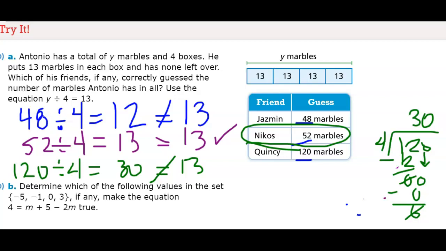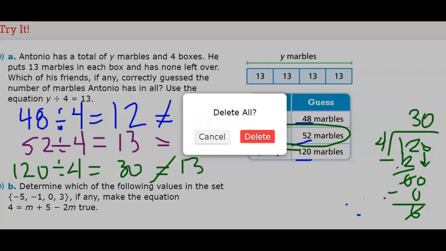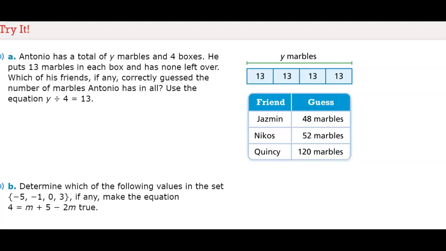I am going to also complete B. So let's erase all of this. And it says determine which of the following values in the set, if any, make the equation 4 equals m plus 5 minus 2 times m true. So let's look at that one. We are going to first try negative 5. I'm going to write it over here.